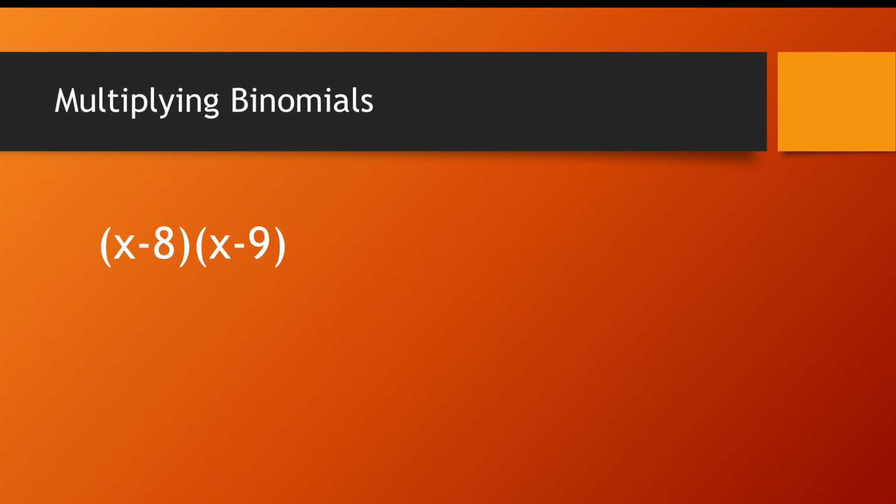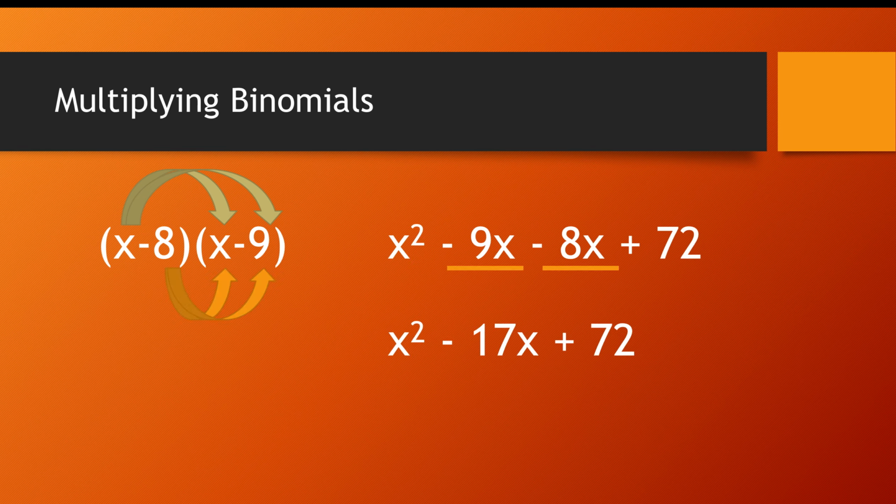Final example, one where these numbers are both negative. X minus 8, x minus 9. Well, when we add negative 8 and negative 9, we're going to get negative 17x. And when we multiply negative 8 and negative 9, we're going to get positive 72.